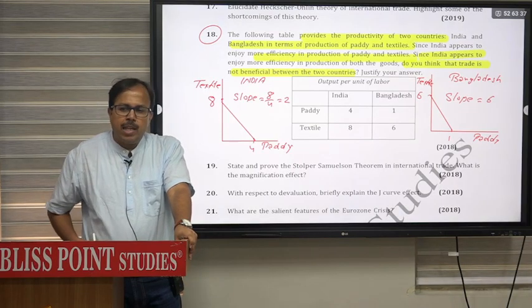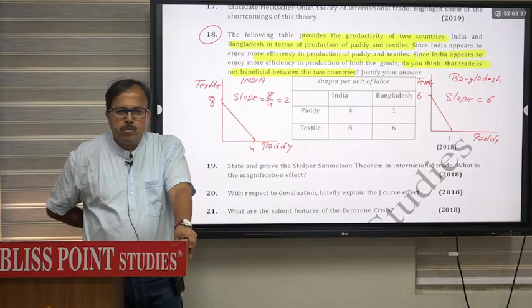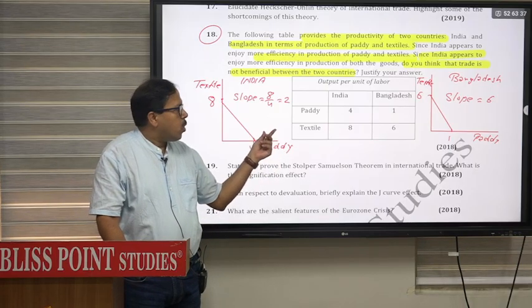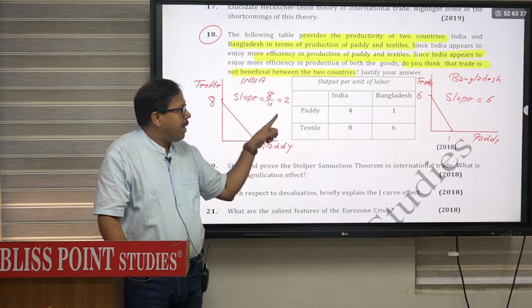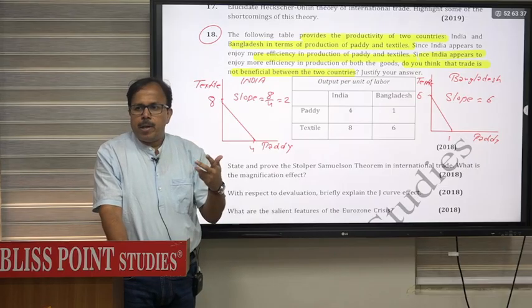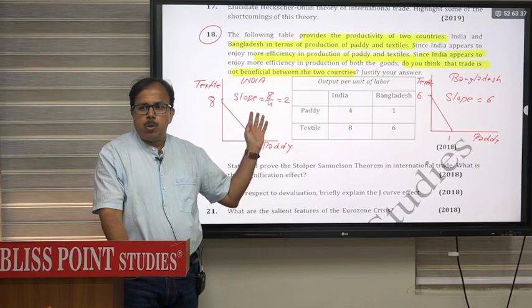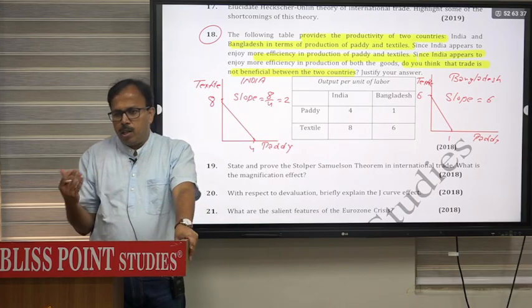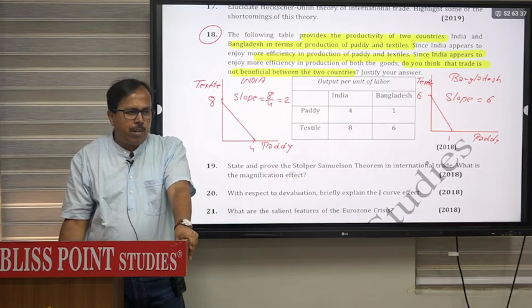And slope always calculates what? Opportunity cost for producing paddy. The opportunity cost for producing paddy in India is 2 and in Bangladesh it is 6. So India has comparative advantage in producing paddy. And for other products Bangladesh will have comparative advantage.